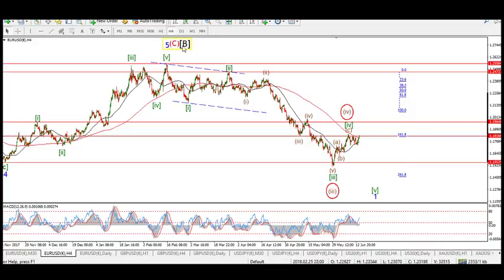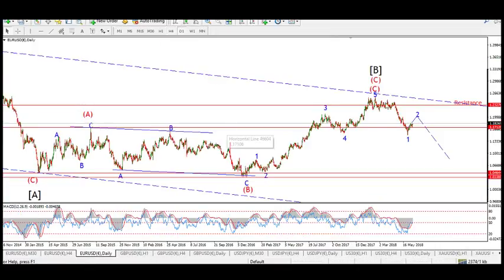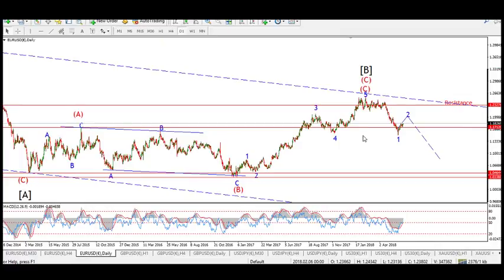But in general, I think we've topped in a B wave, this large B wave in black here, and we're heading down to below parity in wave C. So we'll leave you with the daily chart here, and this is the top in wave B, and I don't think that top should be broken. I think we should start to see lower highs form and an acceleration to the downside in wave C black. Okay, so that's the long-term count for Eurodollar.